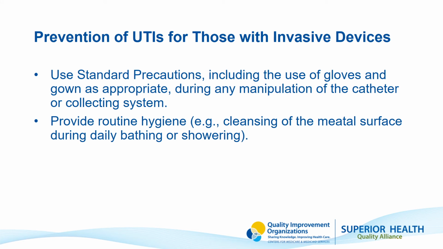Other strategies to prevent UTIs for a person with a Foley catheter include using standard precautions that include the use of gloves and gown as appropriate during any manipulation of the catheter or collecting system, and providing routine hygiene that includes cleansing around the area where the urine is discharged during daily bathing or showering. All of these steps will decrease the likelihood for bacteria to enter the urinary tract through the Foley catheter, thus preventing a possible UTI.